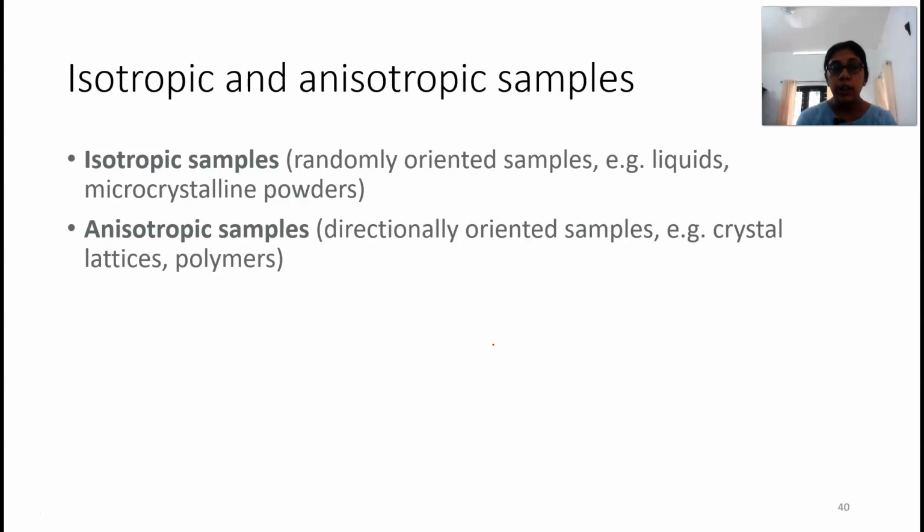But in the case of anisotropic samples, they are directionally oriented. Consider crystals, consider polymers, they will be oriented in a particular direction. So when they interact with plane polarized light or linearly polarized light, you can see a sudden decrease in the intensity of the light. When we analyze using a polarizer, you can see that the light will either be cut off at a particular orientation of the crystal, or the light will have lower intensity at a particular orientation of the sample. So anisotropic samples are directionally oriented samples, and in that case you can actually see this kind of effect of polarized light.